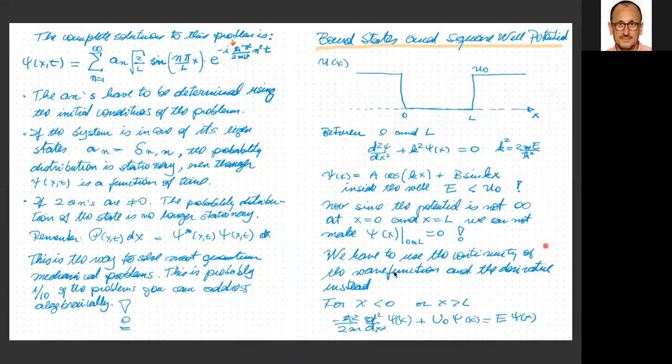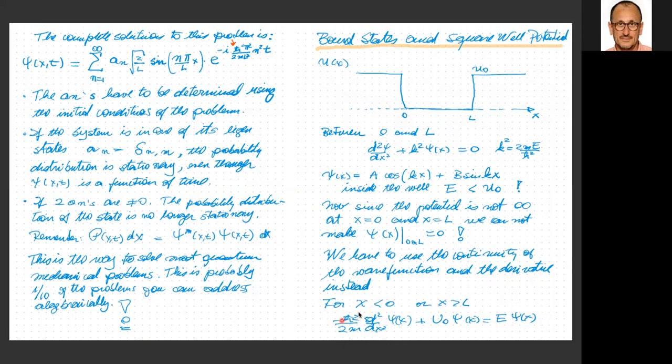So we have to use the continuity of the wave equation and the derivative to find what the conditions are. So for x less than 0 or for x greater than L, the actual wave equation looks like this.